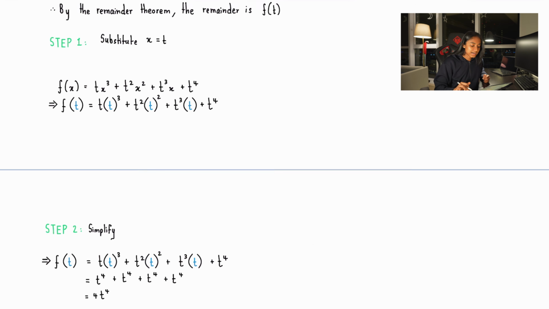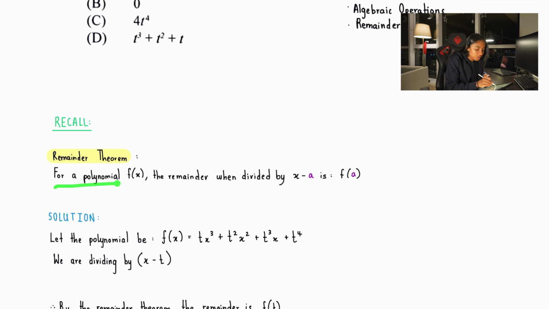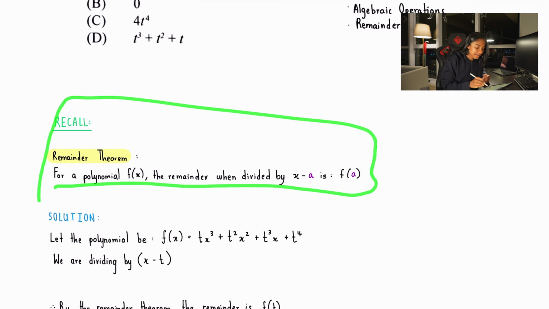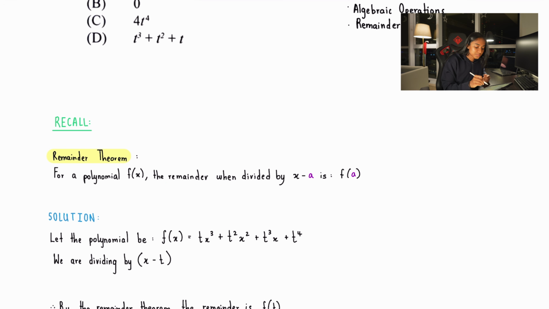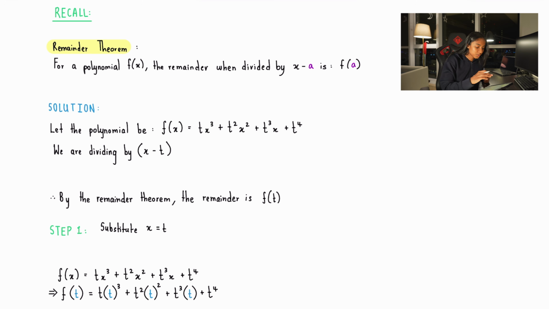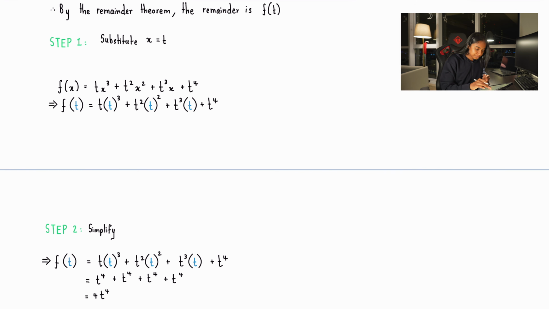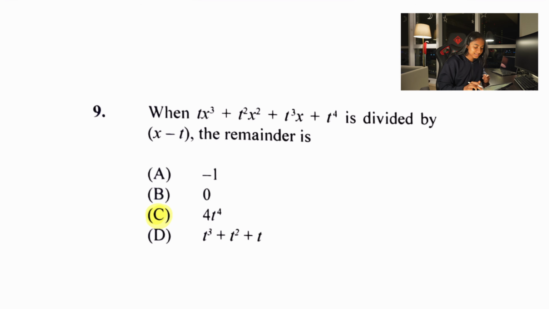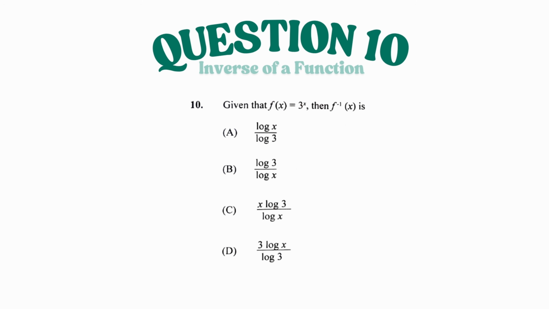So again, recap, the remainder theorem. This is all you need to remember: for a polynomial f of x, the remainder when divided by x minus a, so in this case x minus t, is just going to be f of t. So we substituted t into that polynomial, and we got 4t to the power 4, and it happens to be one of the answers. Is it correct? Yes, it is. Let's move on to question 10.